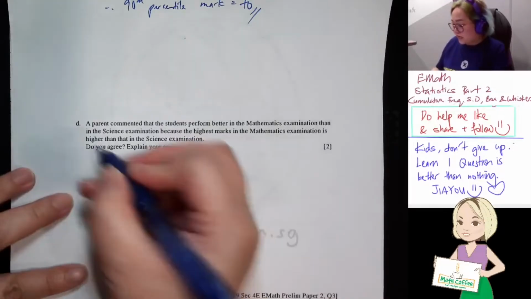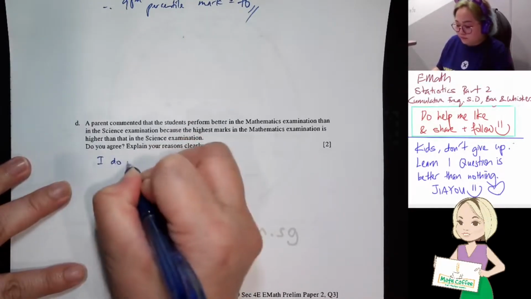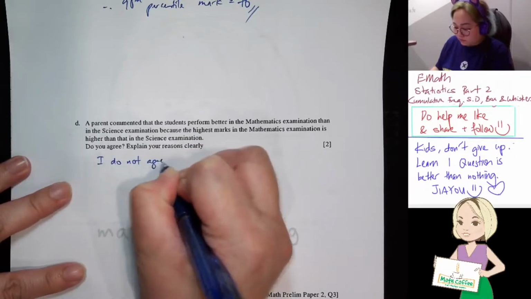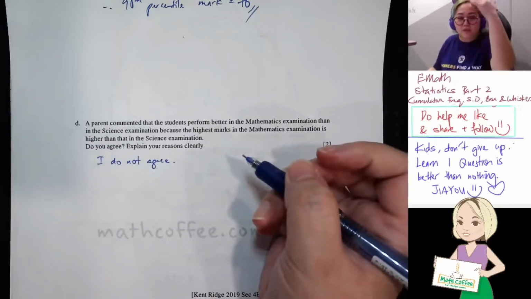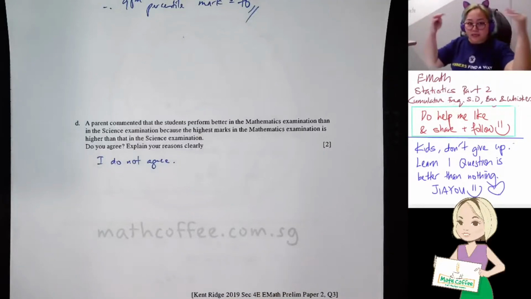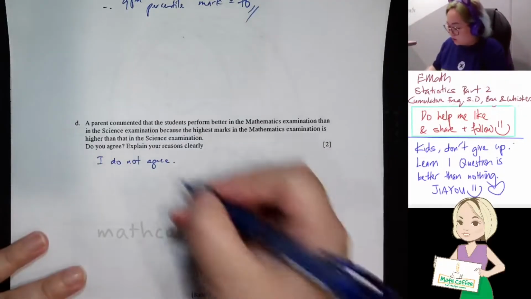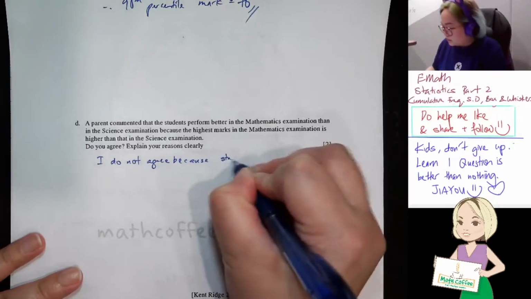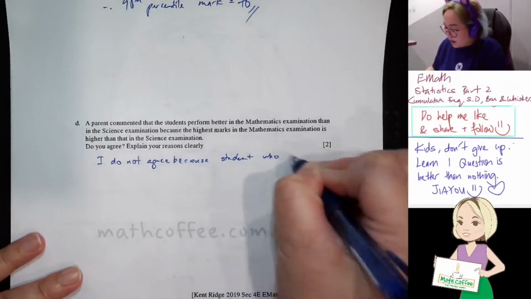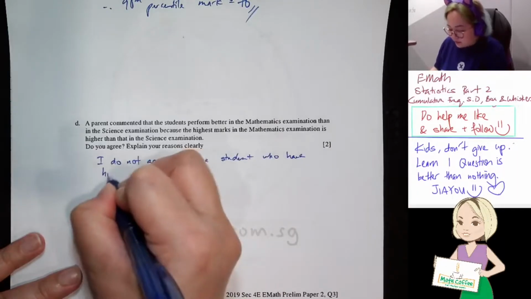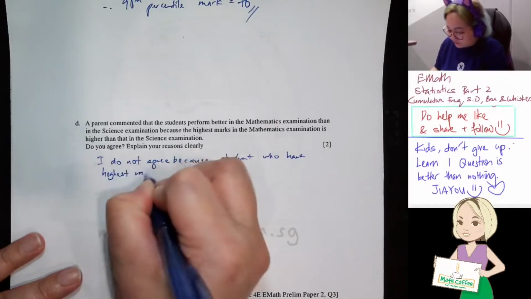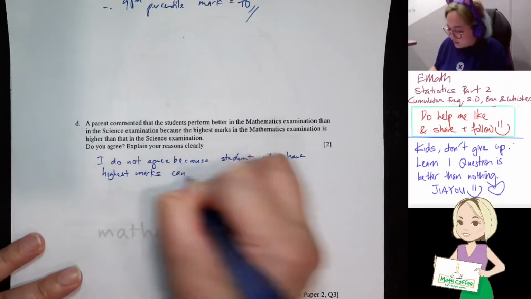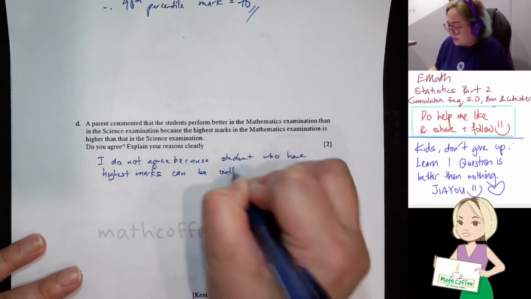So I will say that I do not agree. Okay, you just think a little bit in the so-called common sense way. Why do you not agree? Because students who have highest mark can be outlier. So what does that mean by this?